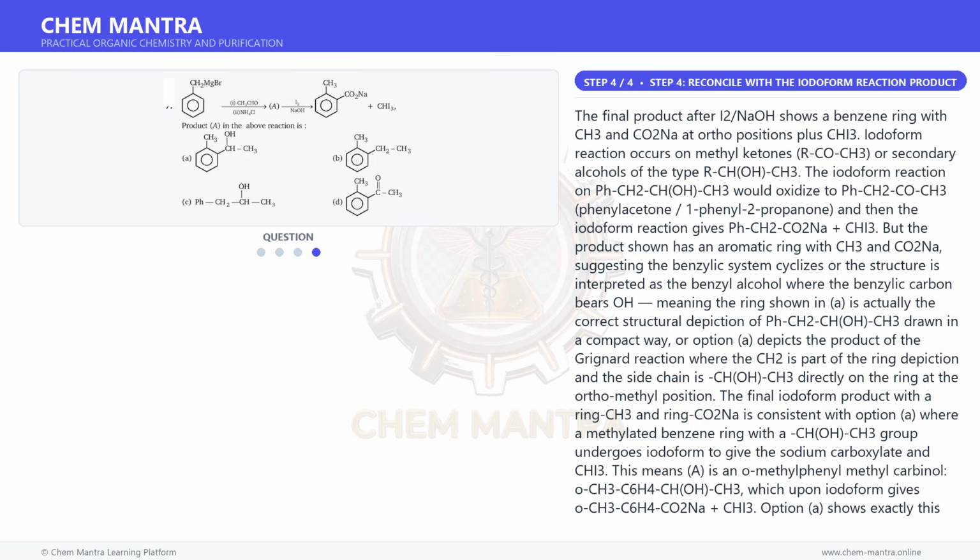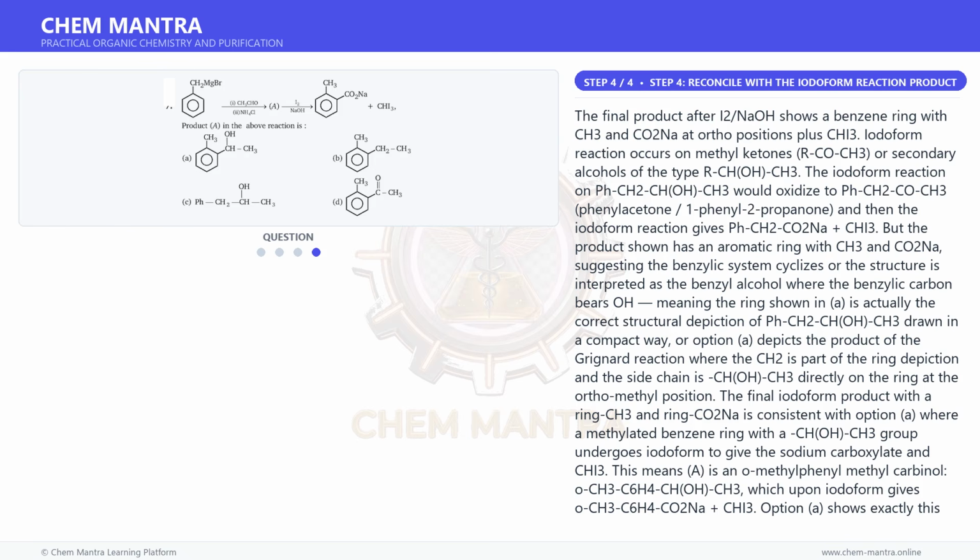This means A is an o-methylphenyl methyl carbinol, o-CH3C6H4CH(OH)CH3, which upon iodoform gives o-CH3C6H4CO2Na plus CHI3. Option A shows exactly this structure, a toluene ring with a CH(OH)CH3 substituent. The Grignard reagent must then be o-methylbenzyl MgBr reacting with CH3CHO. The starting material drawn has a CH2MgBr group on the ring with what appears to be a substituent, making it o-methylbenzyl MgBr. Thus product A is o-CH3C6H4CH(OH)CH3.